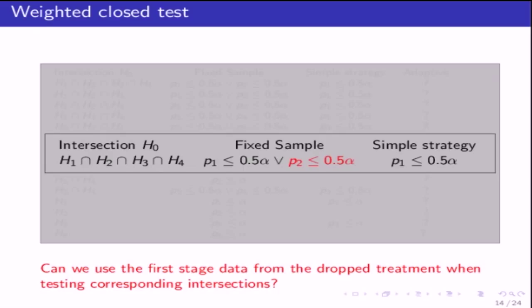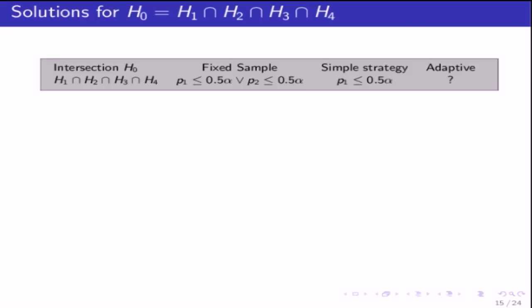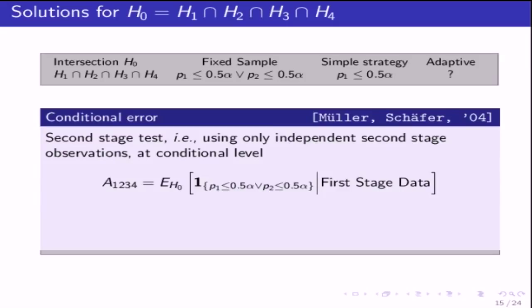So can we use the first stage data from the dropped treatment when testing the corresponding intersection? And I will illustrate it now for the intersection of all four hypotheses. So how can we define an adaptive test instead of the simple strategy? And one way to introduce such flexibility is the conditional error, which was suggested by Müller and Schäfer.